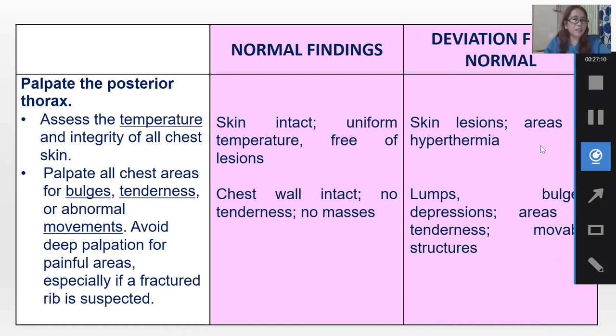So, the finding here is that the skin is intact, uniform temperature, free of lesions, and the chest wall is intact. There is no tenderness and no masses. Yan yung ating normal finding. So, dapat walang lumps, bulges, depressions, tenderness, or movable structure. Kasi pag movable yun, baka nga talagang may fracture ang rib. Okay, walang lesions, hindi rin mainit.